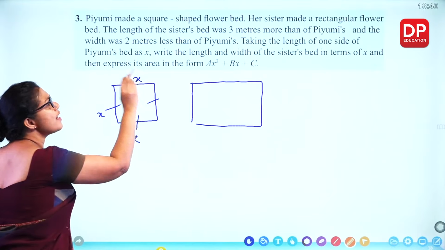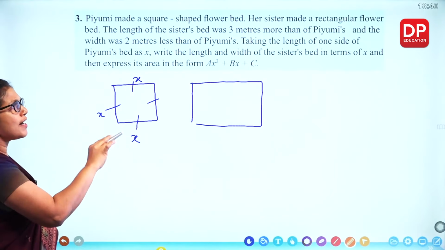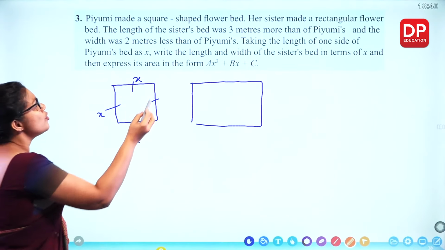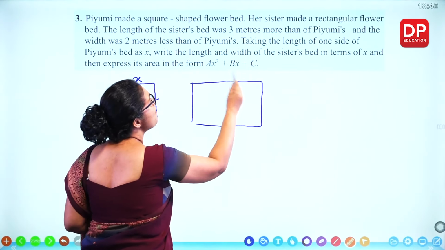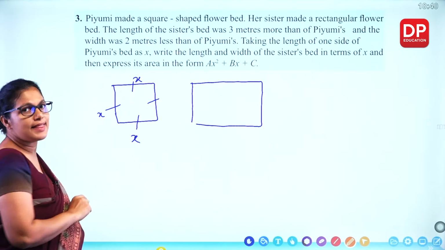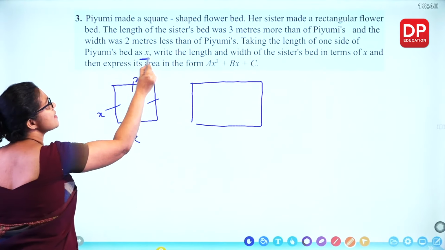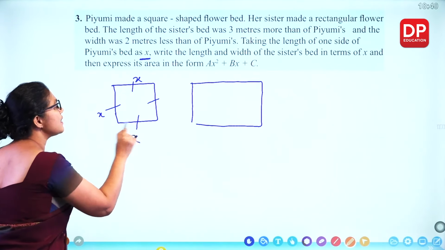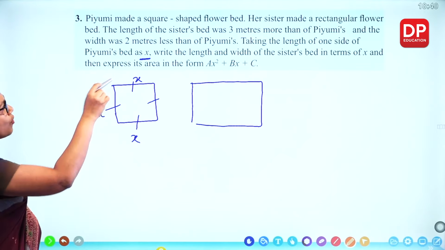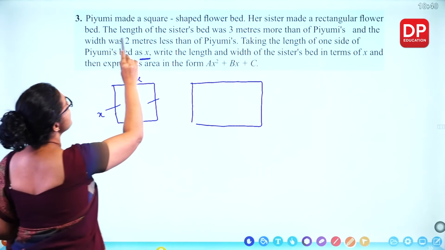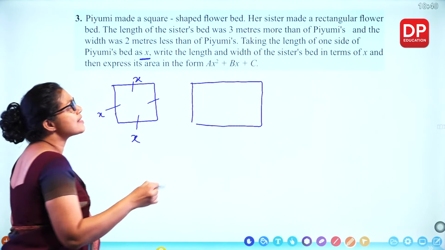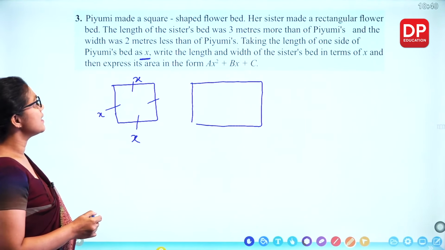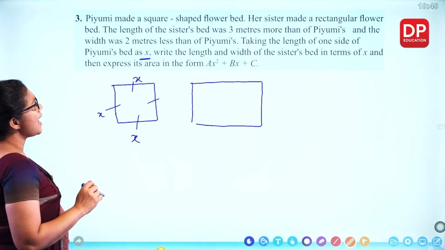So you need to read the full question first to get an idea about this. Otherwise, you will start with drawing numbers and you don't know what the length is. It's given this is x. So you need to use these letters. So it's given this length is x. Now we can go back to the previous sentence and write down the length and the width of this rectangle. So what is the length of the rectangle?